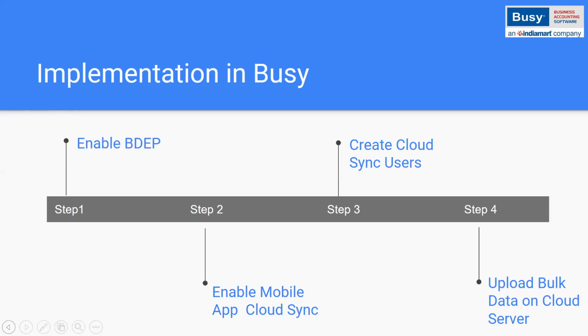Suraj will explain in Busy. You have to enable the BDAP, then enable the mobile app CloudSync. You will be creating the CloudSync users. Number 4, you will be doing your bulk data upload to the cloud server. It means your data from Busy will be uploaded to our cloud server with a unique identity.